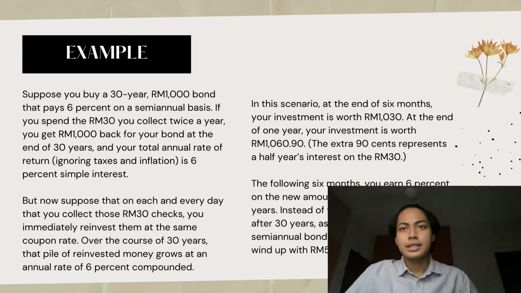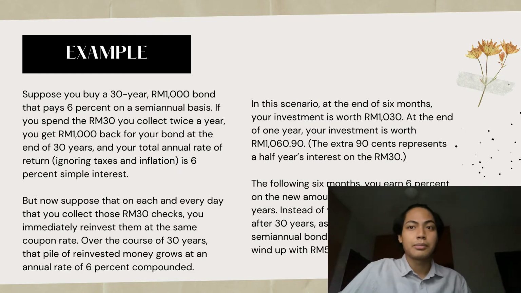But now suppose that on each and every day that you collect those 30 ringgit checks, you immediately reinvest them at the same coupon rate. Over the course of 30 years, that pile of reinvested money grows at an annual rate of 6% compounded. In this scenario, at the end of 6 months, your investment is worth 1,030 ringgit. At the end of 1 year, your investment is worth 1,060 ringgit and 90 cents. The extra 90 cents represent a half year's interest on the 30 ringgit. The following 6 months, you earn 6% on the new amount and so on for 30 more years.